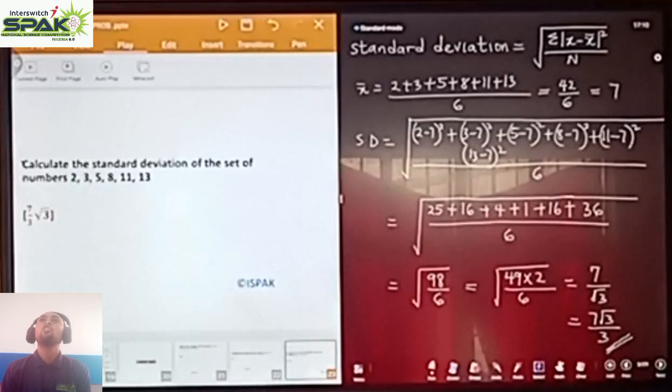And from there, you arrive at the square root of 98 over 6. When you divide it, it will be 49 over 3. Then you find the square root of 49, which is 7. So 7 over root 3. And this root 3, don't forget, is a surd. A surd cannot be the denominator of any given fraction. Then you have to rationalize. By rationalizing this, we have 7 root 3 over 3 as our answer.